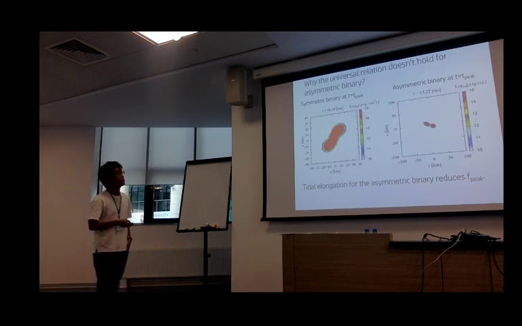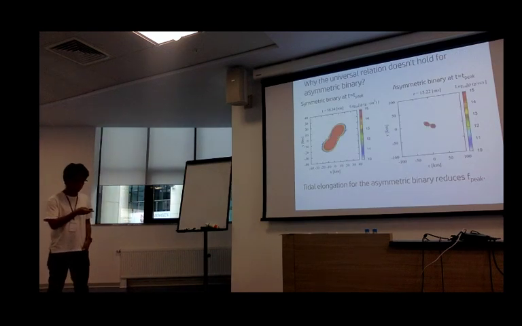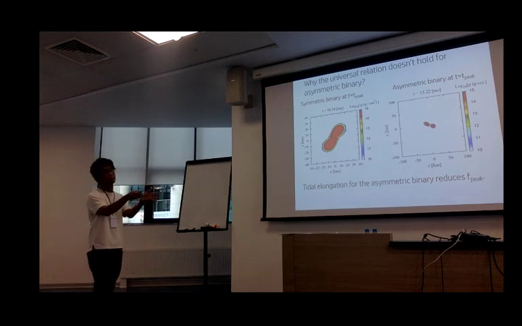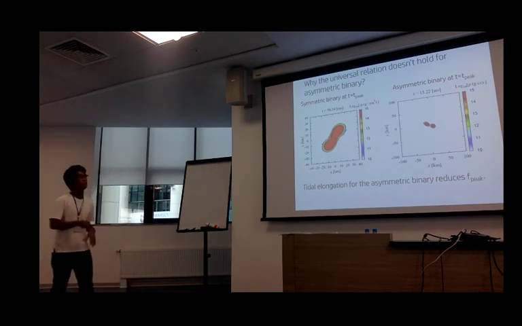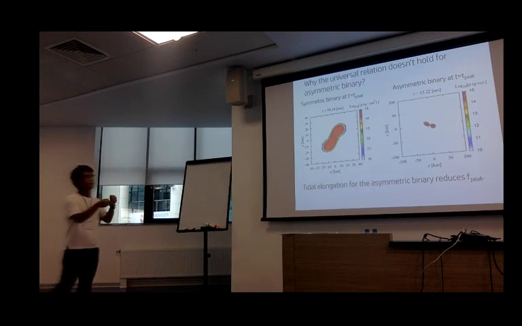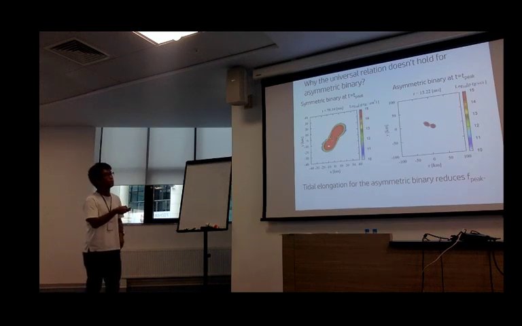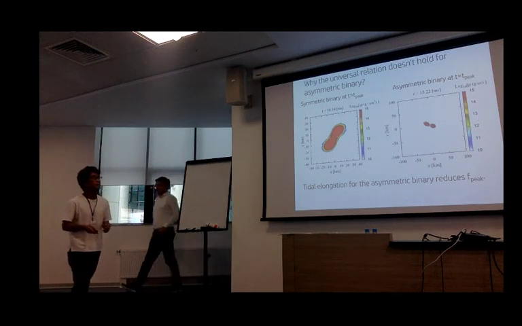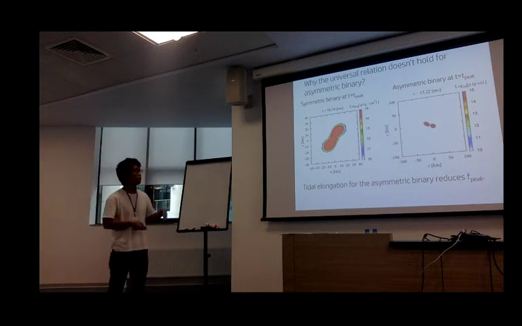So why doesn't the universal relation hold for a symmetric binary? The left-hand side figure is the density contour on the orbital plane for a symmetric binary at the peak time, when the gravitational wave amplitude becomes big. You can see that two neutron stars have already touched each other at the peak time, which means the separation between the two is short. This means that the peak frequency becomes high.